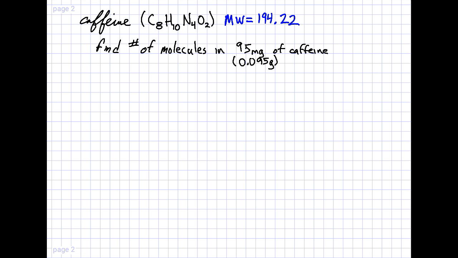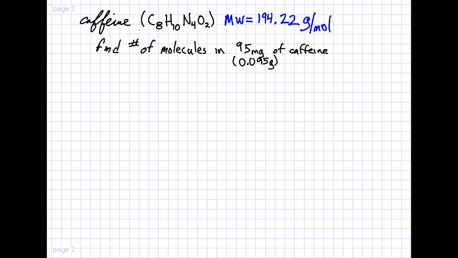So first up, let's assume that we're looking at a system of caffeine, which has a chemical formula of C8H10N4O2. The molecular weight is 194.22, and we're going to use units of grams per mole, since we're looking at more than a single molecule. And what we want to do is find out the number of molecules in 95 milligrams of caffeine. And this is the typical amount of caffeine in a cup of coffee.